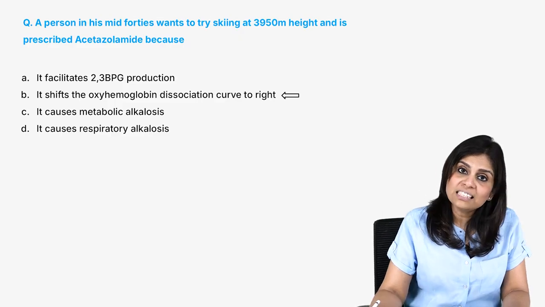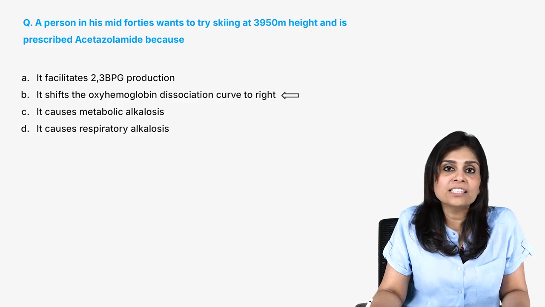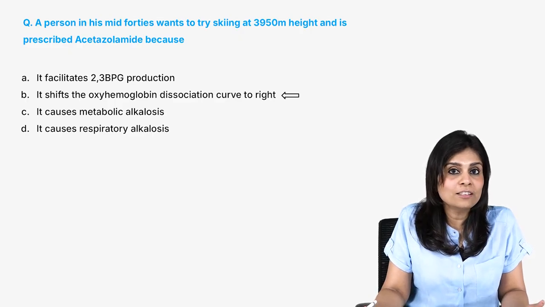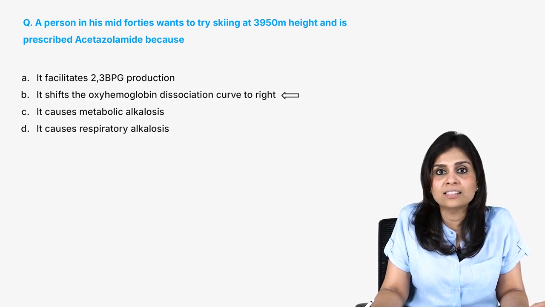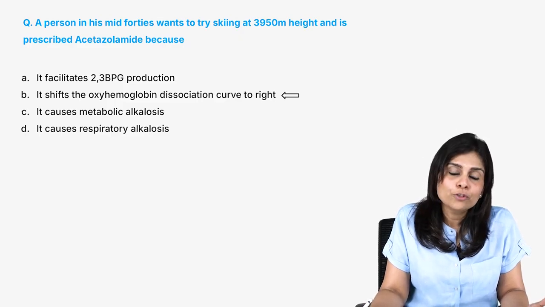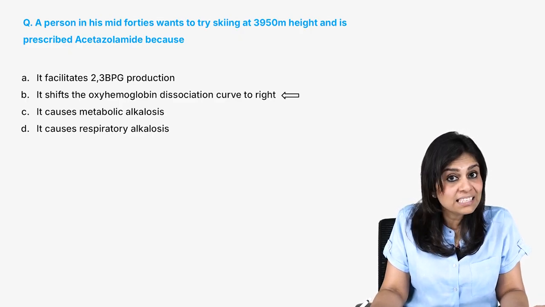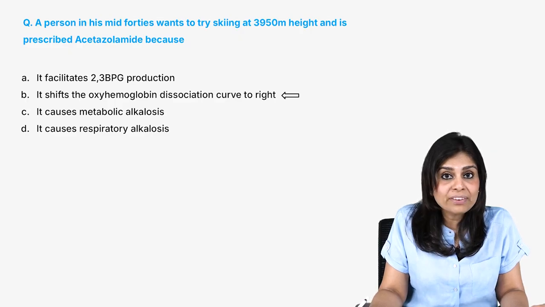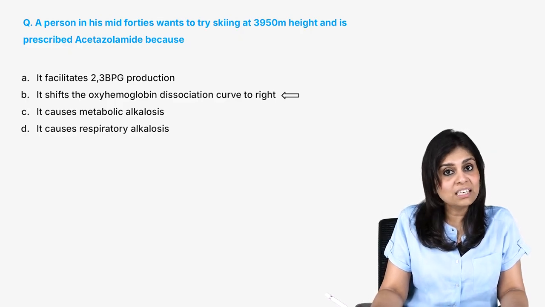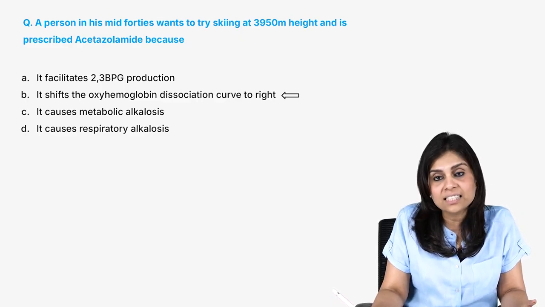So do you all understand how clinical biochemistry can be? There's no point just memorizing, okay, I have to give acetazolamide when a person quickly climbs uphill, and I don't know the mechanism, right? This is almost like a quack treating a person. So you as a medico should know why you are doing this. You should know exactly that acetazolamide is given because it induces metabolic acidosis and it helps the curve to get shifted to the right.